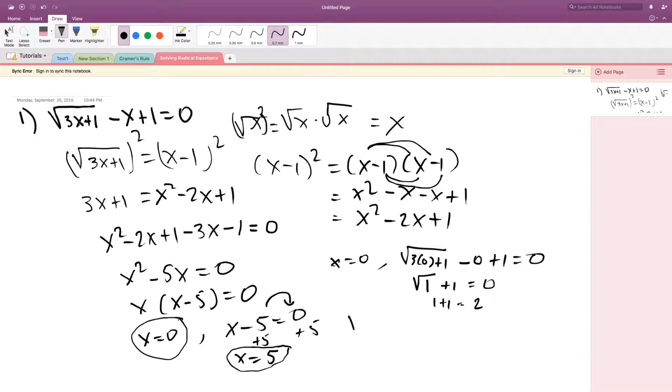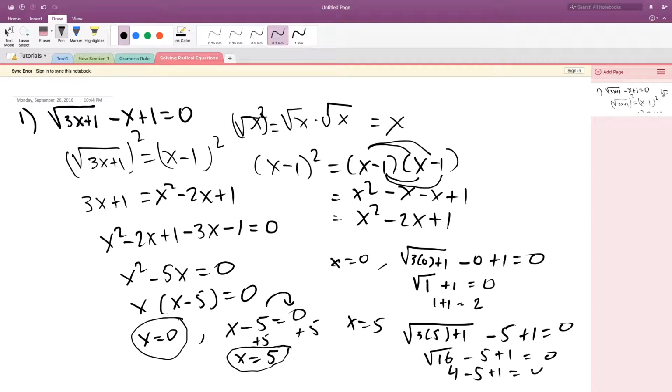Now let's try the second one. So x equals 5. 3 times 5 plus 1, then we get 0 here. 15 plus 1 is 16. Here, the square root of 16 is 4, minus 5 plus 1. Here I get minus 1 plus 1 equals 0. Alright, so that actually works. So the correct answer will be x equals 5.